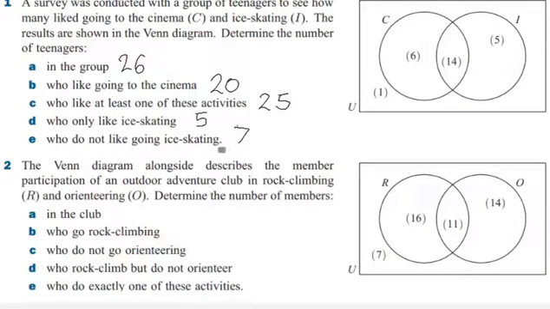Number 2, the Venn diagram alongside describes the member participation of an outdoor adventure club in rock climbing, R, right here, and orienteering, O, right here. Determine the number of members in the club. All you need to do is to add all the numbers here. Okay, the number of members in the club. This Venn diagram talks about all the members in the club. So you add those in each circle and those that are not even doing any of the club activities.